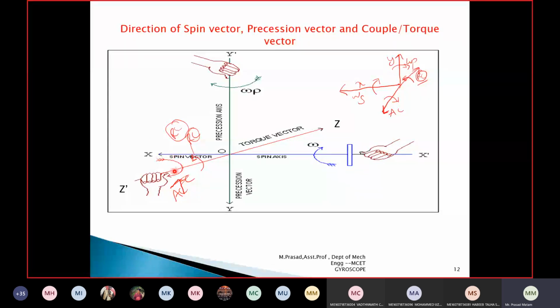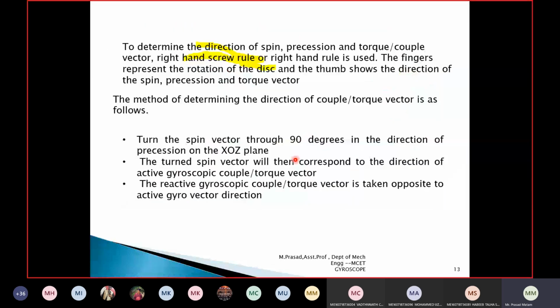Turn the spin vector by an angle of 90 degrees. This is the position of the spin vector. This spin vector moves by an angle of 90 degrees. You can see the angle between this red line and blue line gives the 90 degrees. This gives your torque. This is how you are drawing the torque vector. It means rotate the spin vector by an angle of 90 degrees in the Z direction. Then you can get the torque or couple vector.